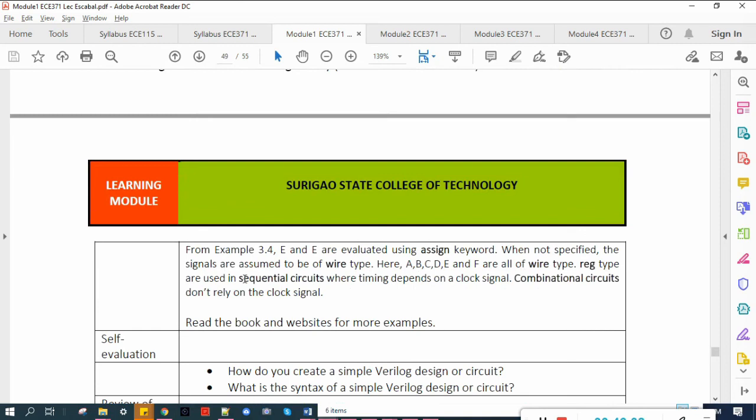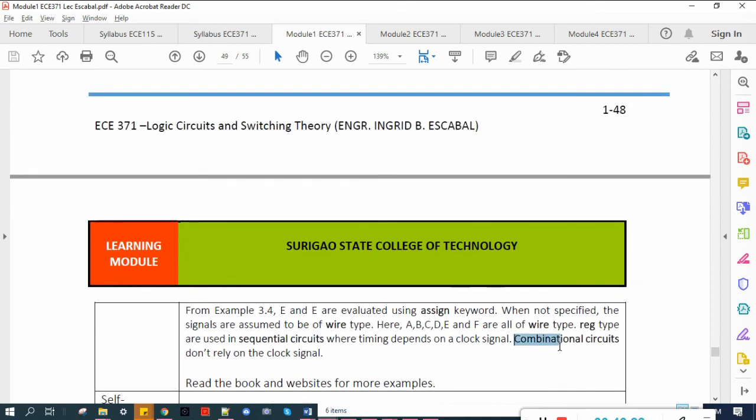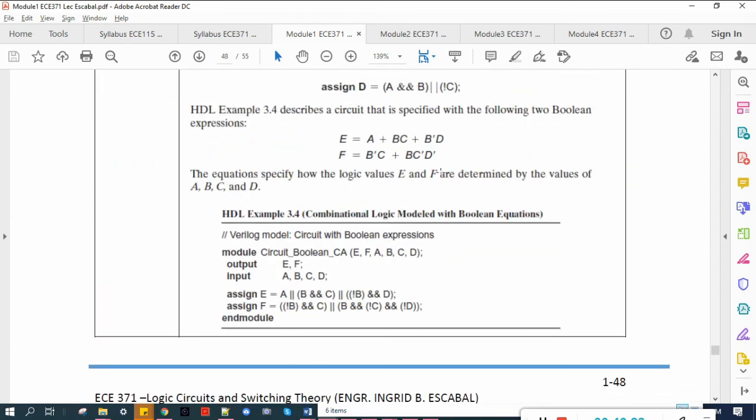Register type is used in sequential circuits, where timing depends on a clock signal. Combinational circuits don't rely on the clock signal, so that's the difference between a combinational circuit and a sequential circuit. Notice that in combinational circuits, just like this, there's no clock signal, right? We are just connecting the signals. That's why we use wires instead of registers. There's no clock signal here. We're just connecting the circuits using wires and then logic gates.